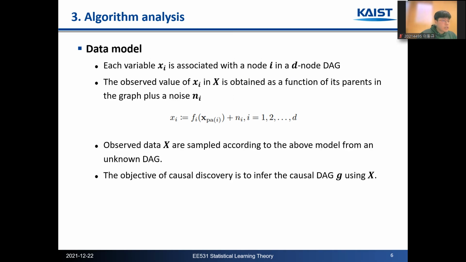Each variable Xi is associated with a node i in a d-node DAG G, and the observed value of Xi is obtained as a function of its parents in the graph, plus an independent additive noise Ni according to the formula. The observed data X, consisting of a number of vectors x, are sampled according to the above formula from an unknown DAG. The objective of causal discovery is to infer the causal DAG G using X.